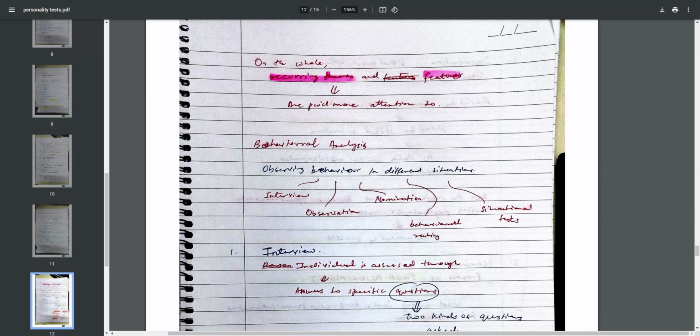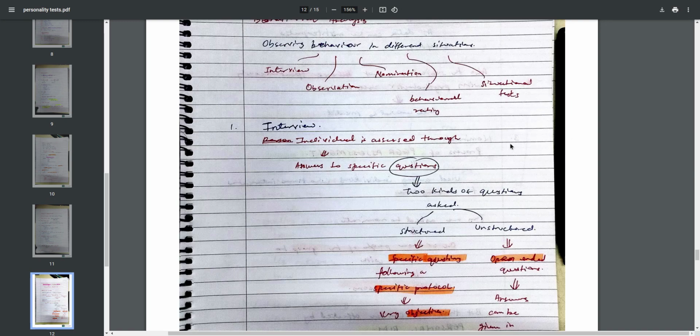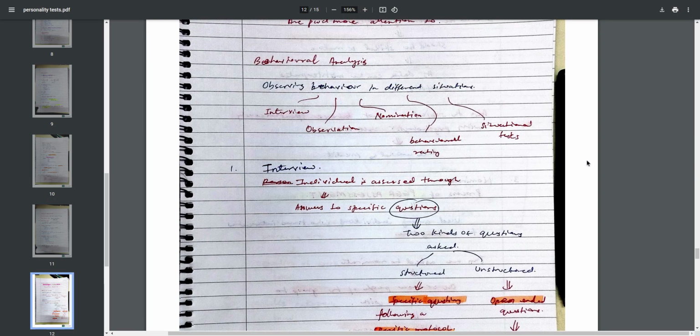But then recurring themes like racism, racial superiority, if it is repeated again and again, that is counted. Then behavioral analysis, this is a separate one. This is also used to measure personality. So this can be done in different ways: interview, observation, nomination, behavioral rating and situational tests.